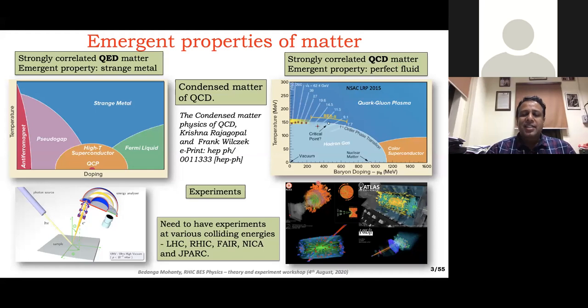We would need accelerator-based experiments, as you will see in the next slides how it gives us access to the phase diagram. We need colliding energies going from LHC, RHIC to future facilities at FAIR, NICA, and J-PARC.